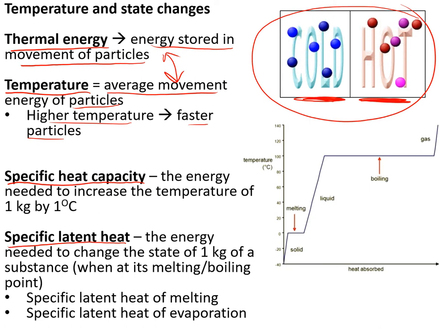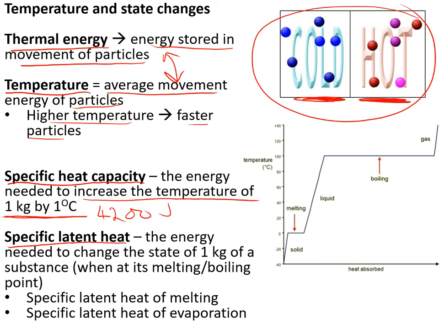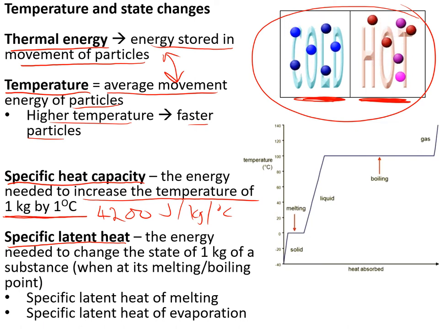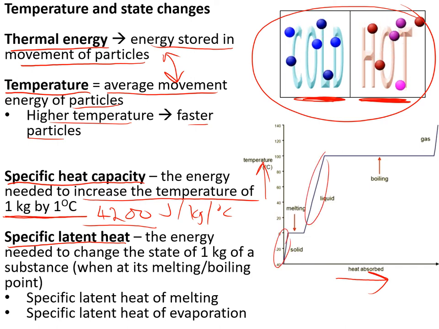Now, the specific heat capacity is the energy needed to increase the temperature of 1 kilogram of a substance by 1 degree Celsius. Now, to give you an idea, for water, that value is 4,200 joules per kilogram per degree Celsius. So if you had 1 kilogram of water, to increase the temperature of it by 1 degree Celsius takes 4,200 joules of energy. And you can see that on these graphs, which show the amount of heat absorbed and how that affects the temperature rise, and the gradient of these lines, that tells you the specific heat capacity, or rather is related to the specific heat capacity.